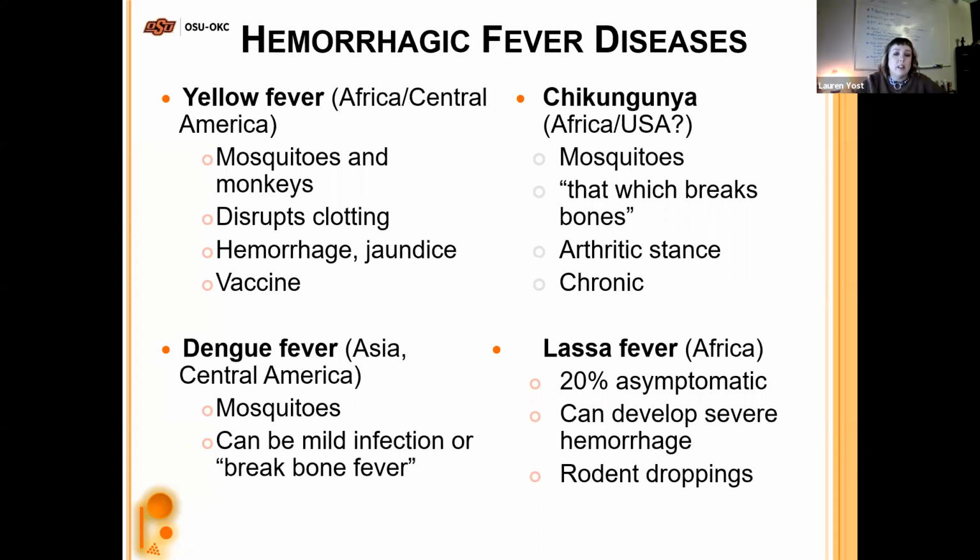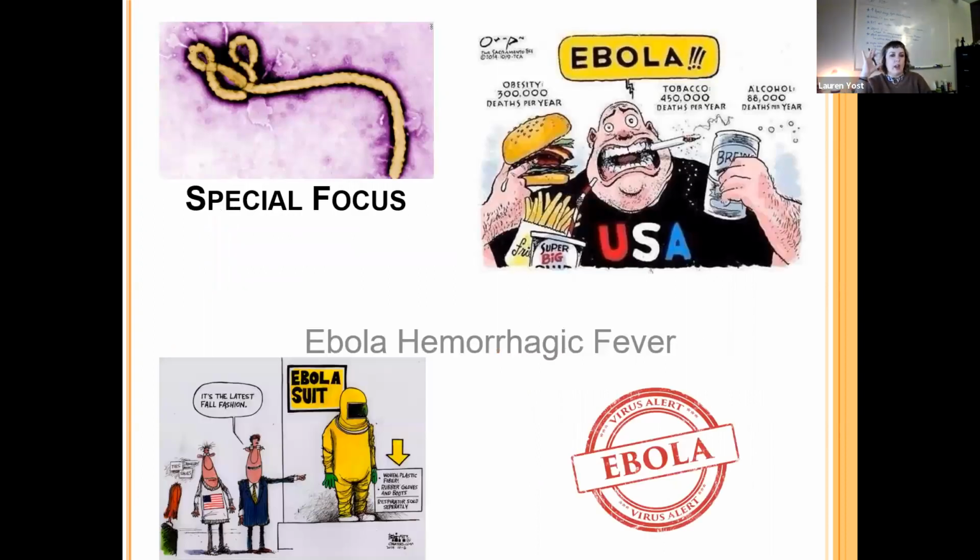Anyways, chikungunya can lead to an arthritic stance, and the disease can lead to a chronic infection. Lassa fever, 20% of cases are asymptomatic, but it can develop severe hemorrhage, and it is transmitted through rodent droppings. So here we have a focus on Ebola.